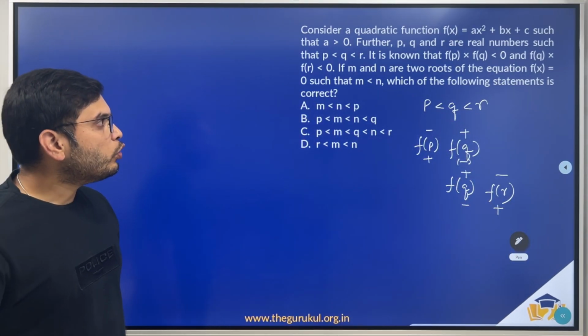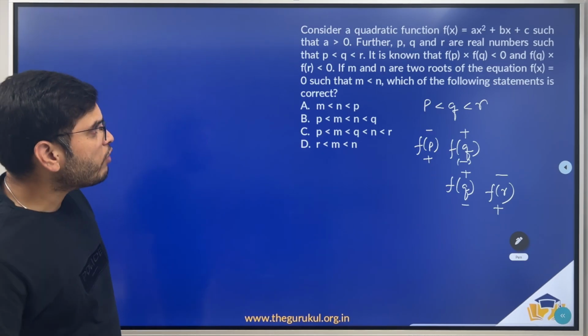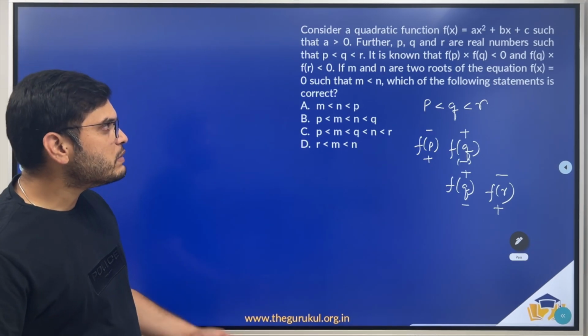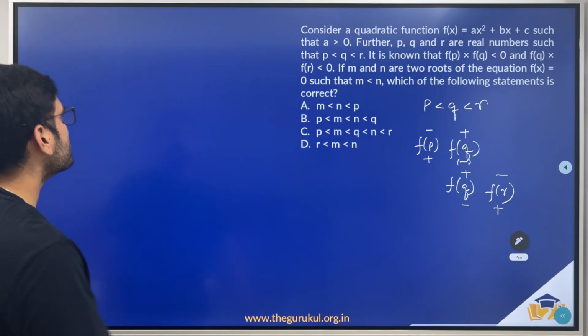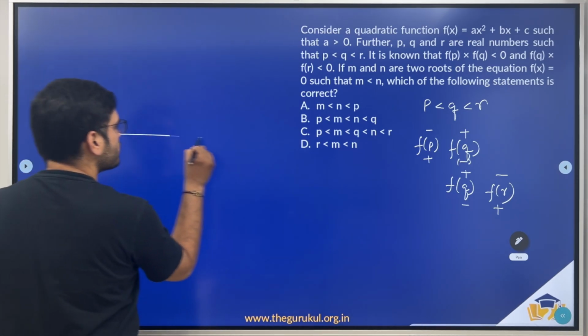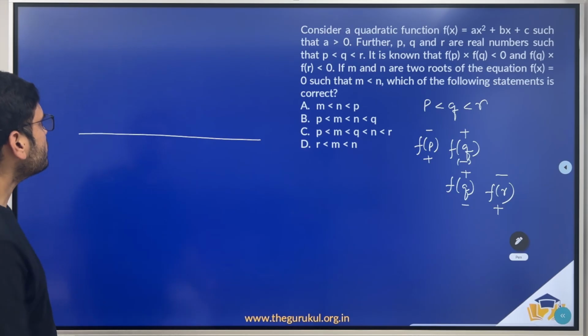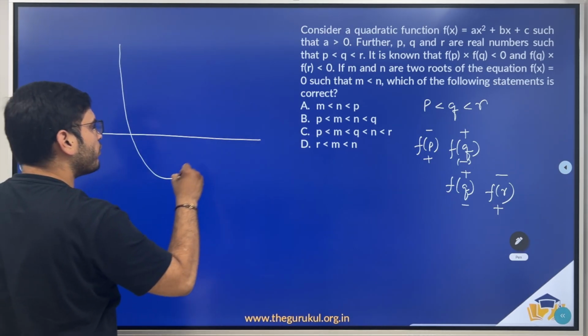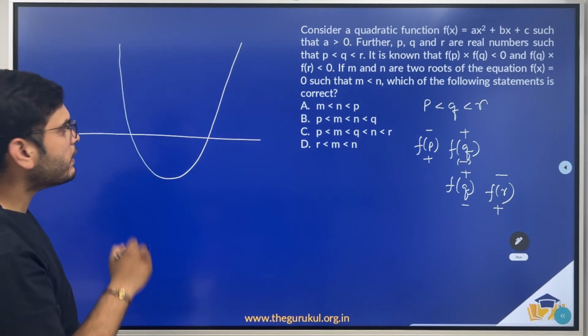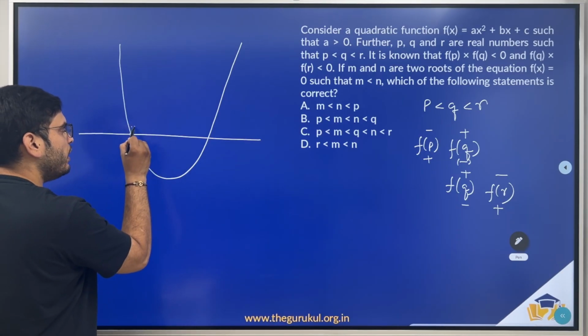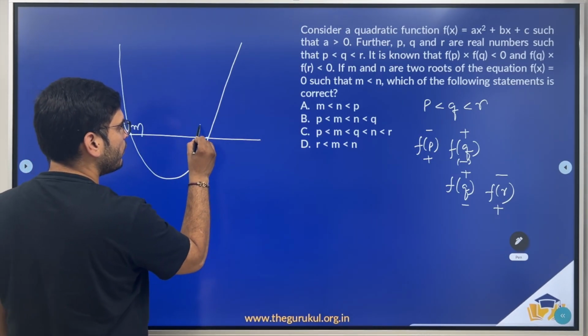If m and n are two roots of the equation f of x equals 0 such that m is less than n, which of the following statements is correct? Right. So if I consider this as the x-axis, now we have f of x like this. m is less than n, so this has to be m, this has to be n.